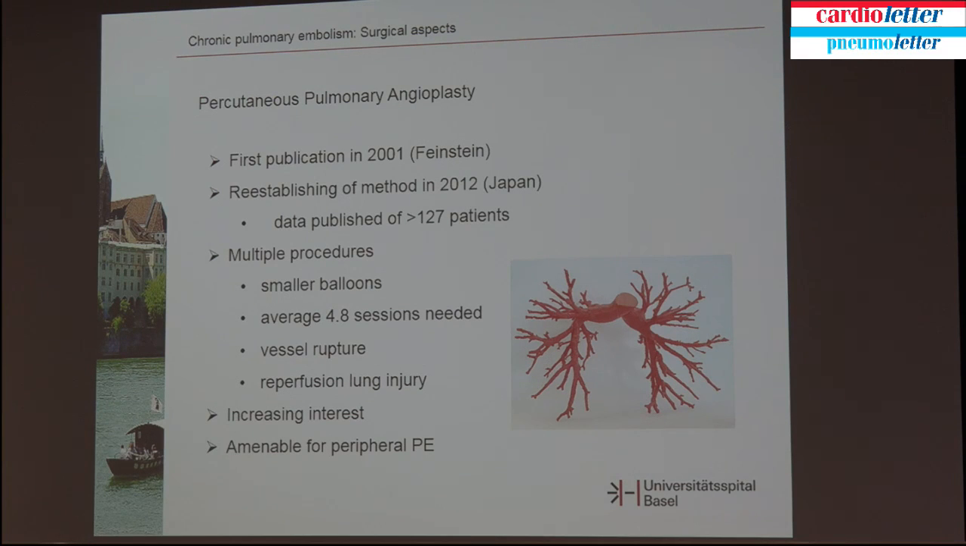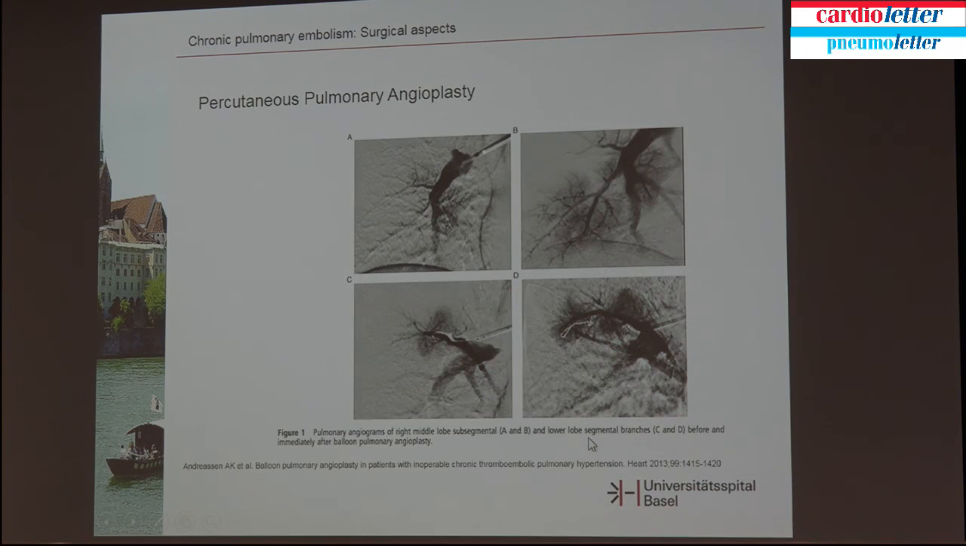And in 2012, the Japanese groups re-established the method, and since then, 127 patients have been documented. It is a multiple procedure with smaller balloons nowadays, with an average of 5 sessions per patient. One has to take care of vessel rupture, one has to take care of reperfusion lung injury, but it's gaining increasing interest, and it's amenable for those patients who have very peripheral PE in the subsegmental area.